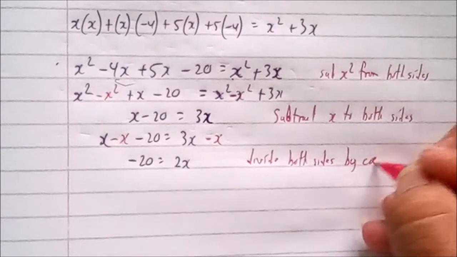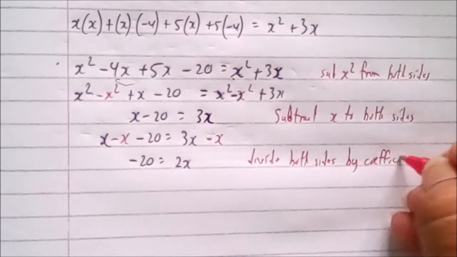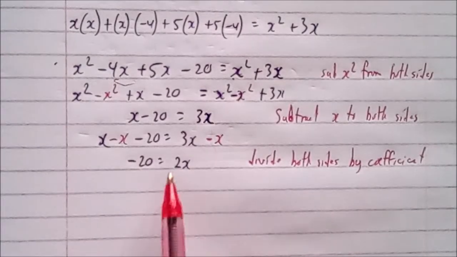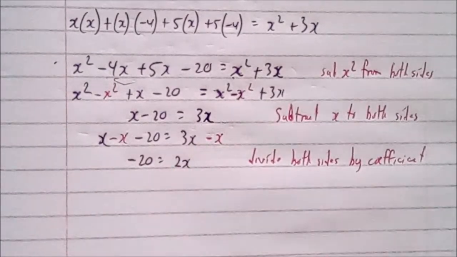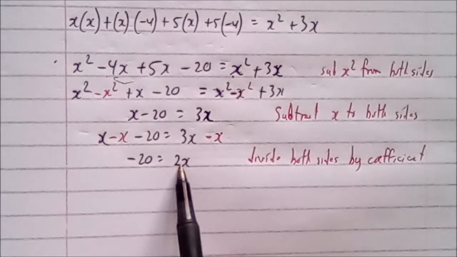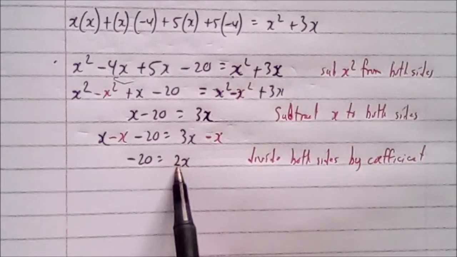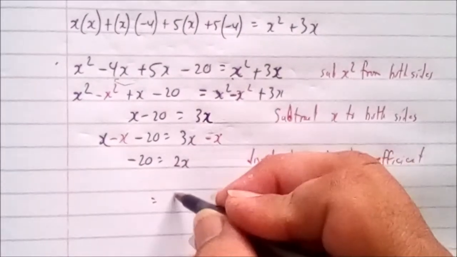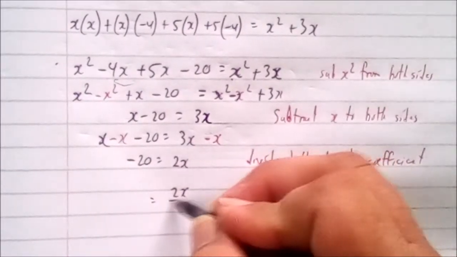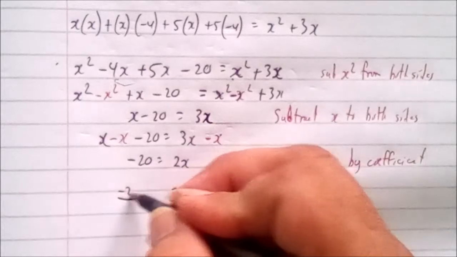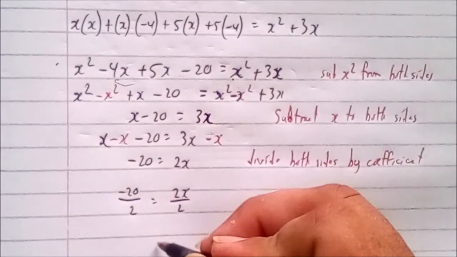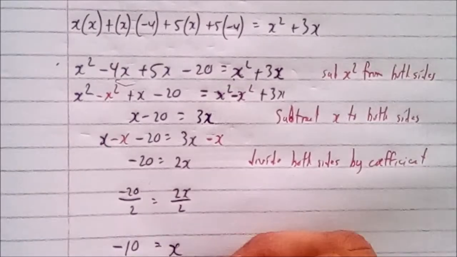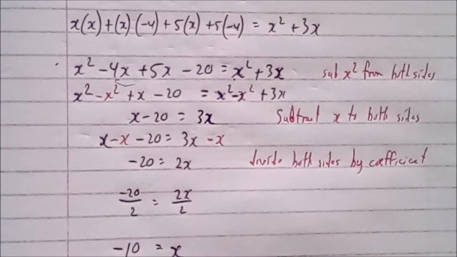by the coefficient, that is the key word. I'm not going to use the number 2 because I don't want you to feel that the number 2 is what you will divide by every time. So you divide by the coefficient. If this coefficient was a negative value, you will divide both sides by a negative value. So this gives me now 2x over 2, negative 20 over 2. This gives me x equals negative 10, and that's our solution to our problem.